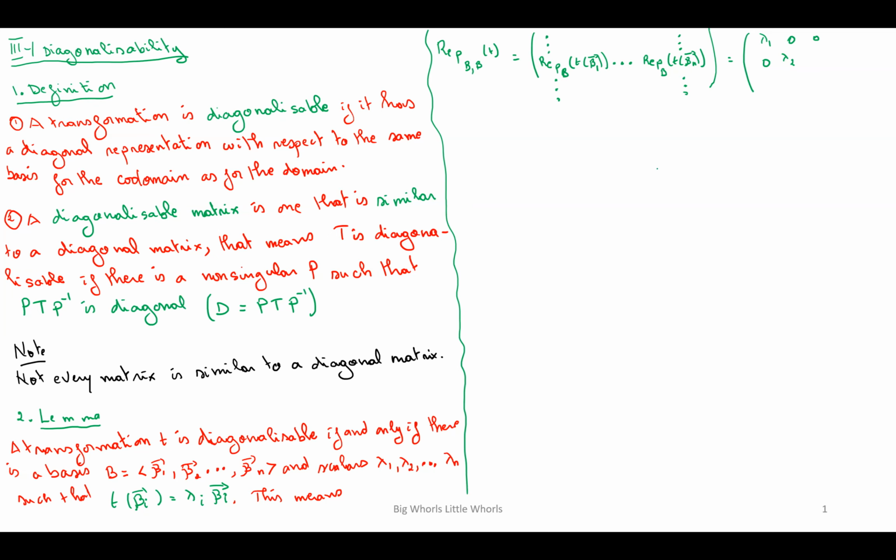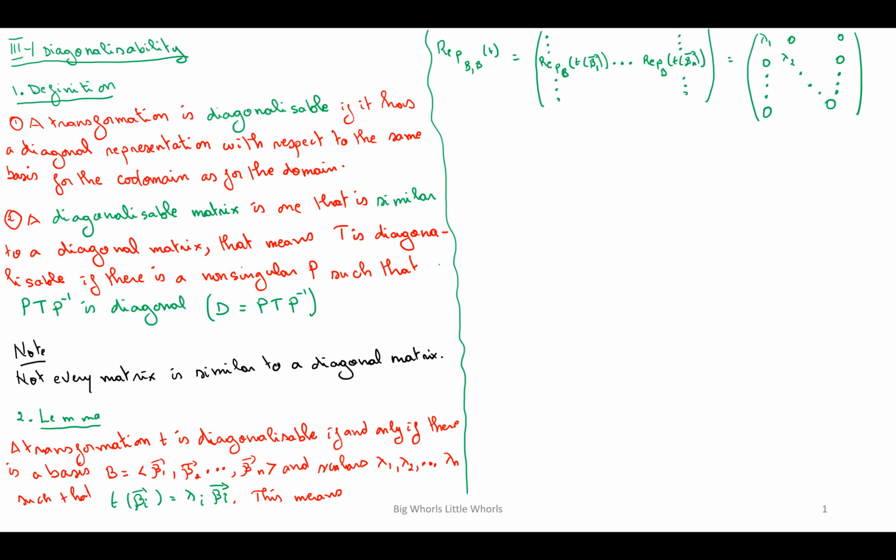Let me do it this way. The lambda 2, and 0 here, and we have 0 there, and 0, 0. Okay, so this is it. Let me write my matrices better. We have here and here, there. So this is our lemma.